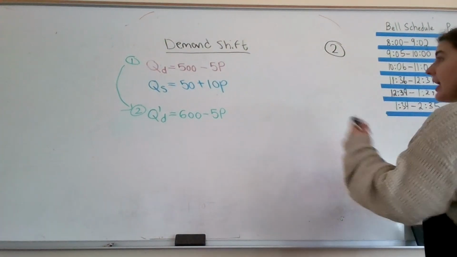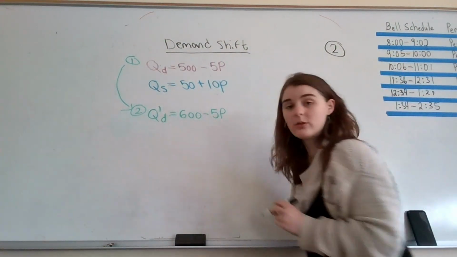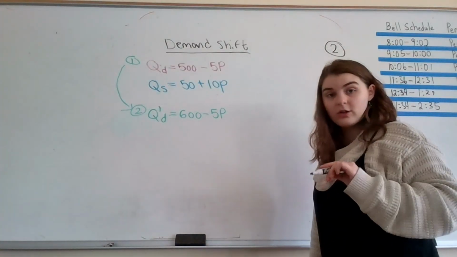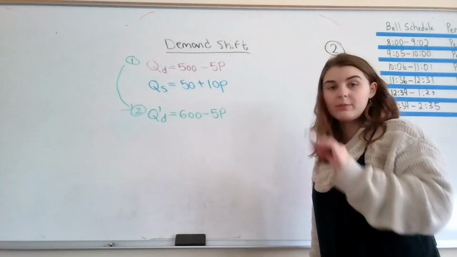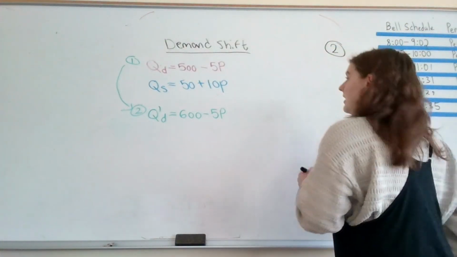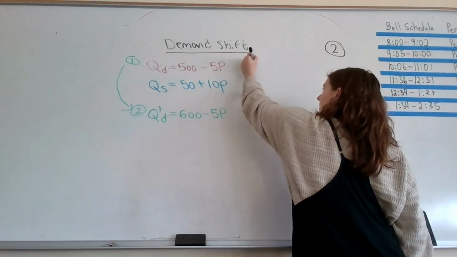So what I'm going to do is set these two equations equal to each other. I'm going to try to find P, and then I'm going to plug the value back in, and that's how I'm going to find both quantity and price.